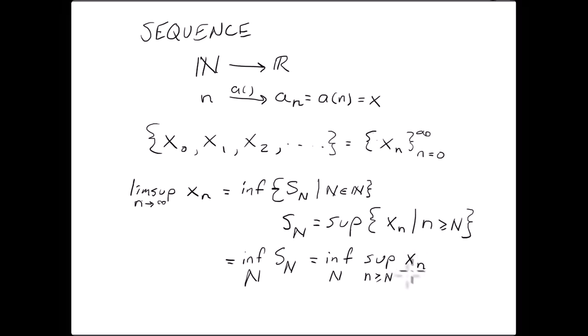This is the set of your sequence, which gets fed into here, which extracts the tail of the sequence. Anything up to capital N is the head. Everything past is the tail. So I just look at the tail of the sequence and take the biggest thing I see. And then I take the infimum over all those. That's my lim sup.